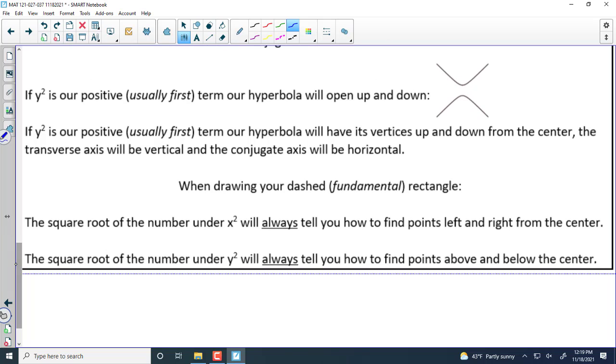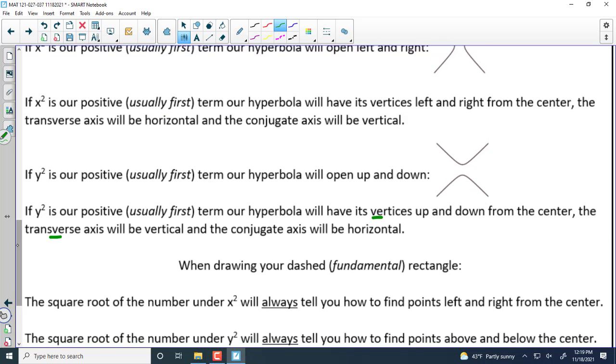By the way, everyone, the last thing I'll tell you before you get out of here is the way I remember which one's the transverse and which one's the conjugate is transverse has a v in it, and so does vertices. That's how I remember which one is which. You remember any way you need to. Are we done with hyperbolas? No. We'll finish them after fall break.